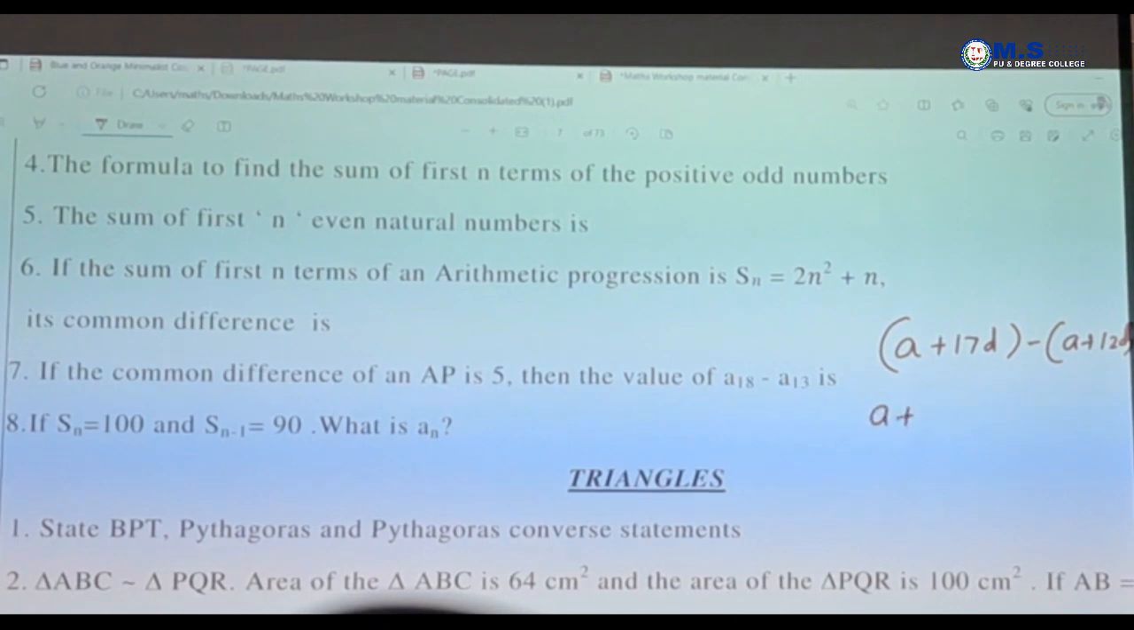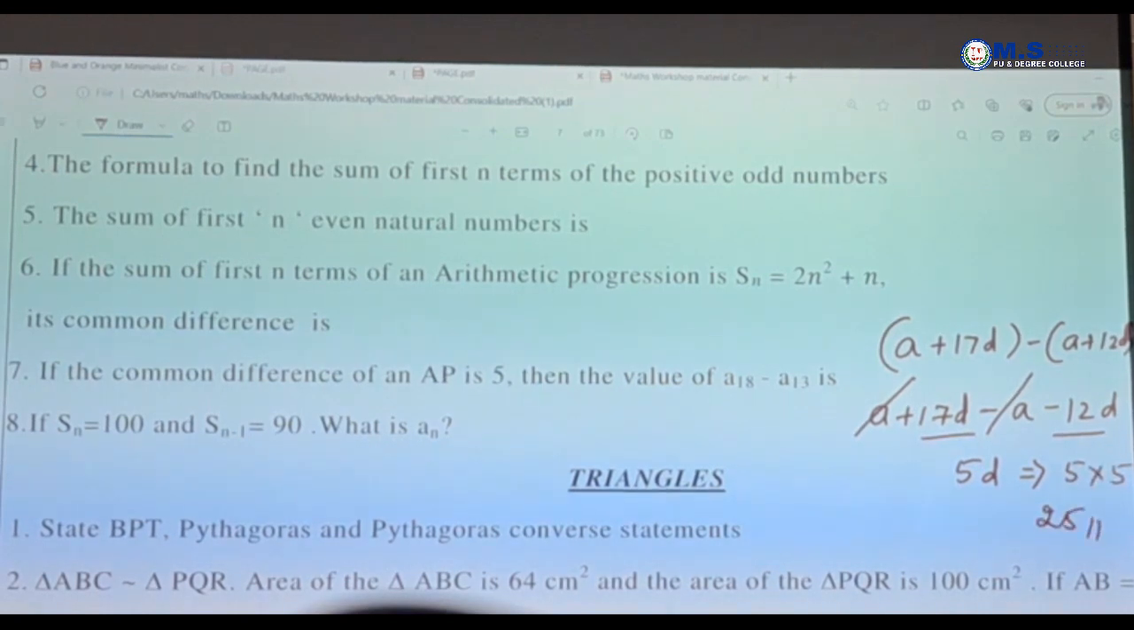Now A plus 17D. Multiply the minus sign. Minus into plus is minus A. Minus into plus 12D is minus 12D. Plus A minus A will cancel out. 17D minus 12D is how much? 5D. What is the value of D here? 5 into 5. So it is 25. The value of A18 minus A13 is 25.